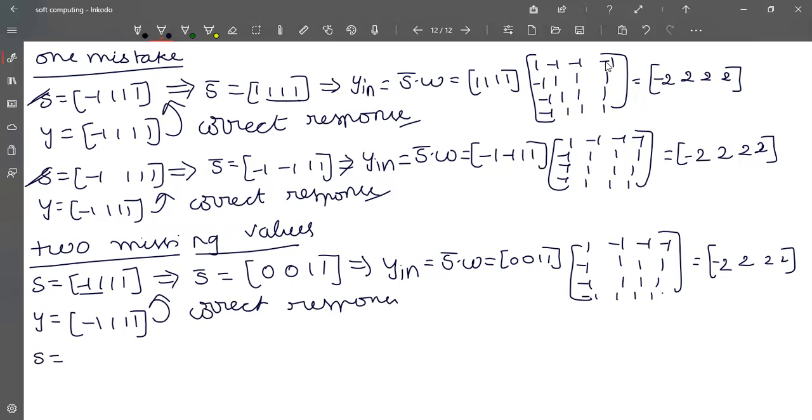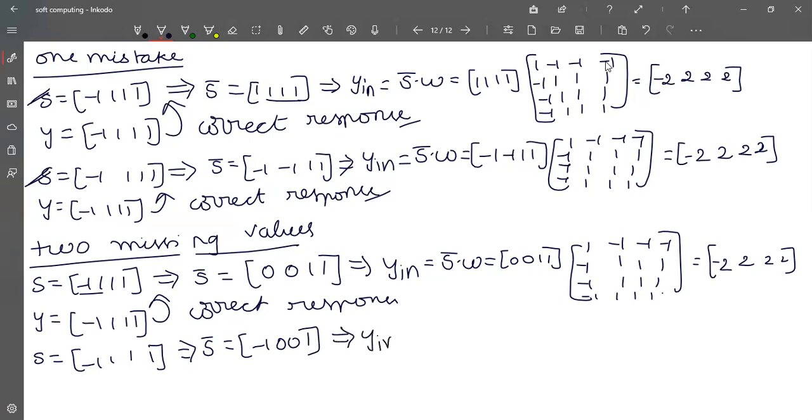Now let's try another combination. I will be trying only two combinations, though there are more than two combinations. The further combinations, please do try them. So I'm doing missing second and third input values. This is our given input. If I miss the second and third, our test input will become this.